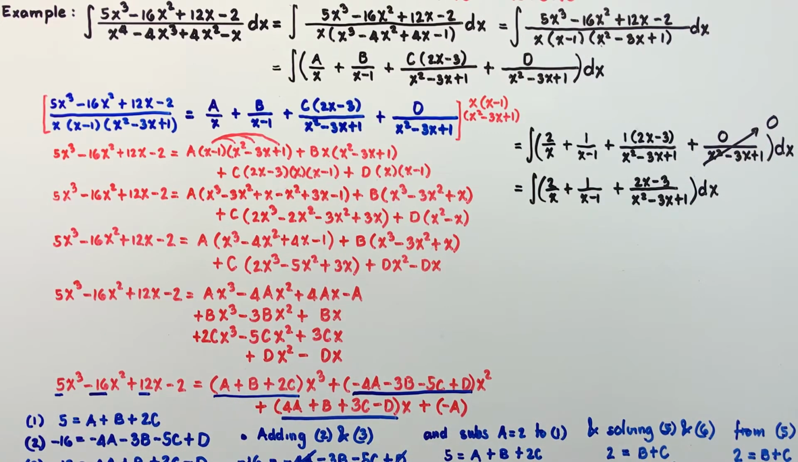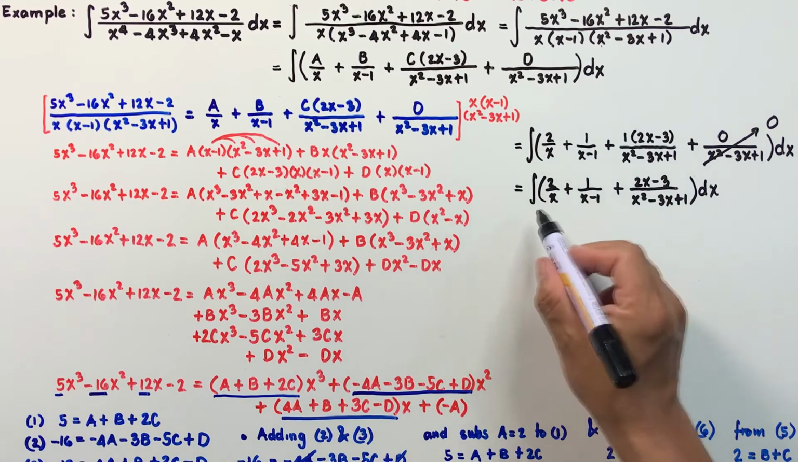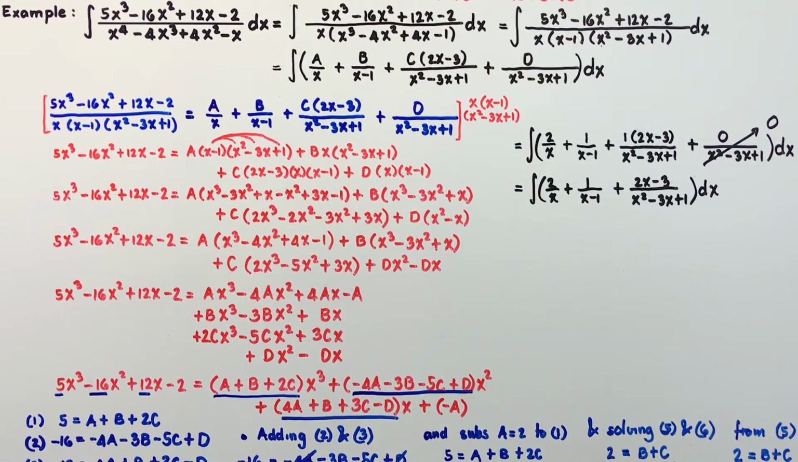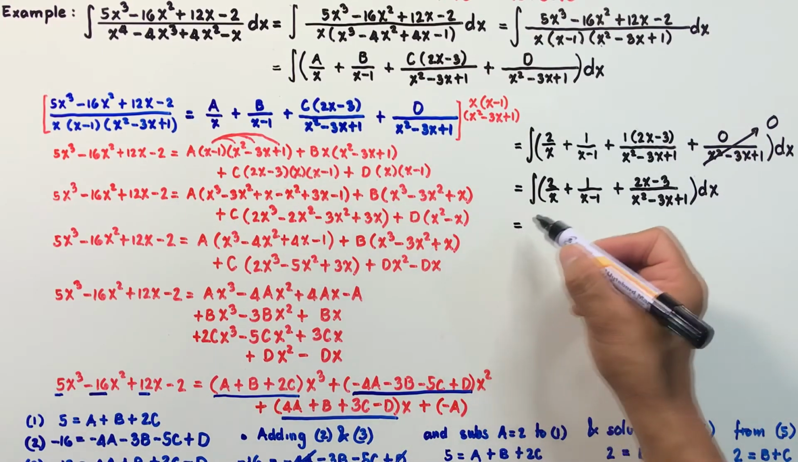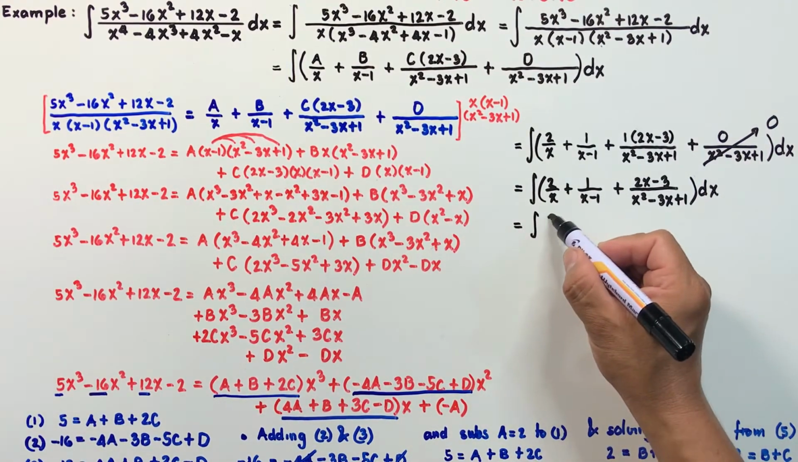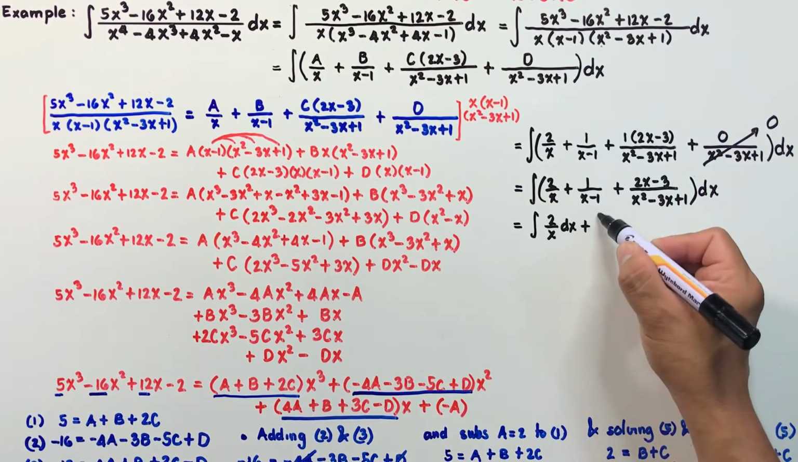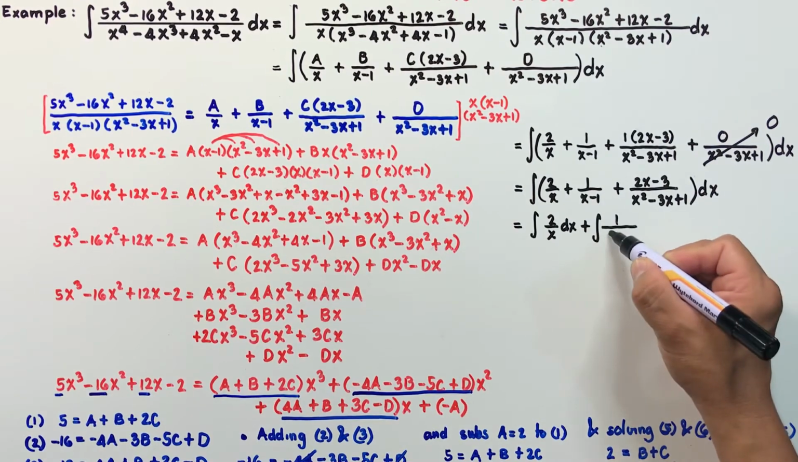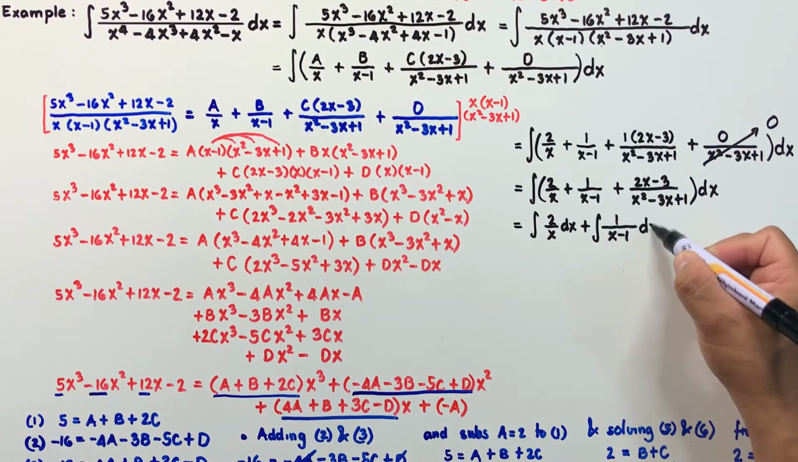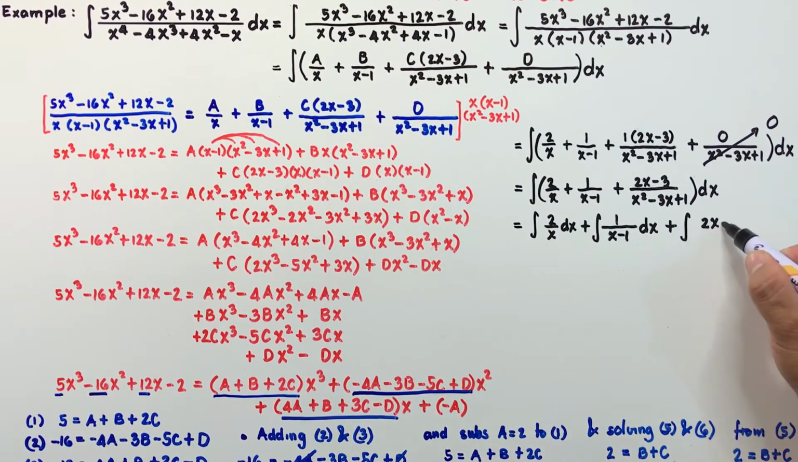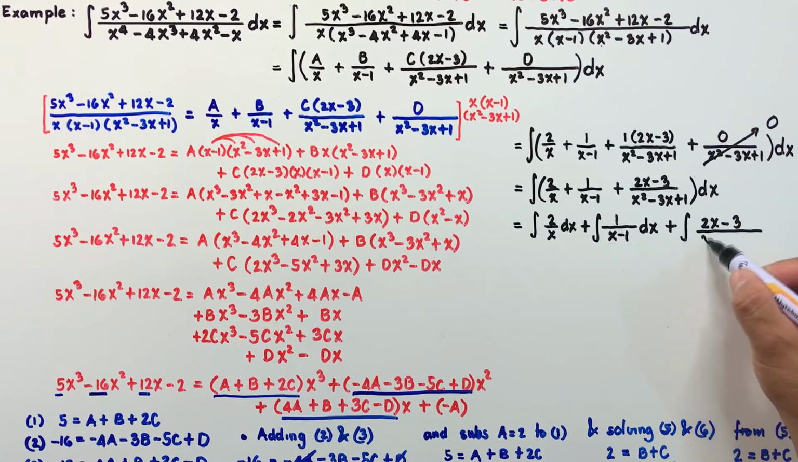So applying the properties of integrals, that the integral of a sum is equal to the sum of its individual integrals. So this is the integral of 2 over x dx, plus the integral of 1 over x minus 1 dx, and this is also added to the integral of 2x minus 3 over x squared minus 3x plus 1 here.